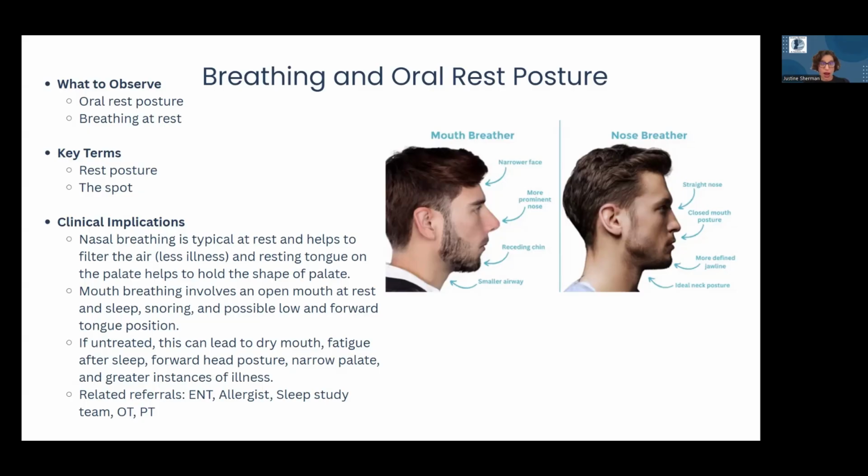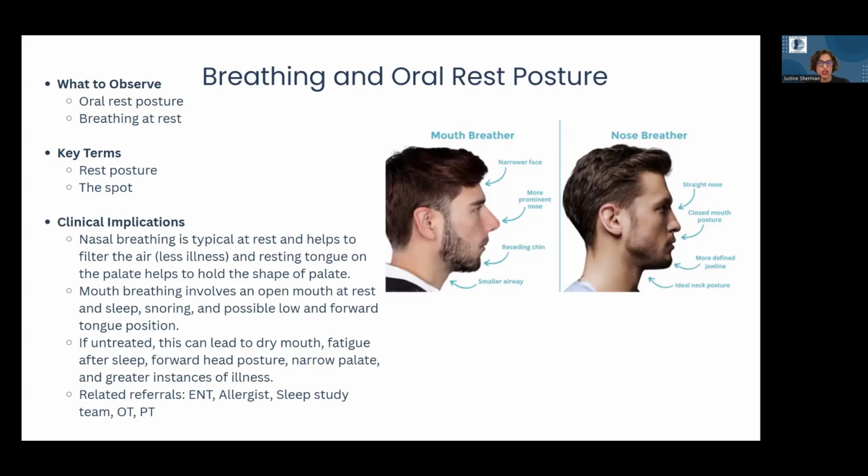And long term, why does this matter? Because if I see open mouth posture or low forward tongue placement, I'm immediately thinking again about that airway and sleep and that long term development. With children, this influences their palatal shape, their dental eruption, their facial growth. And in adolescents and adults, it can relate to snoring, fatigue, and reduced speech endurance.